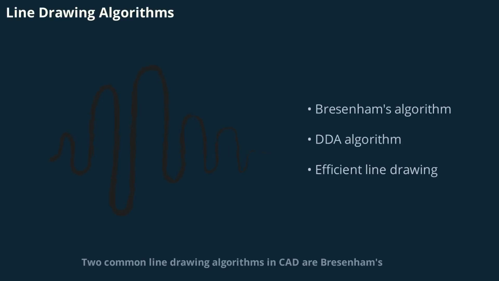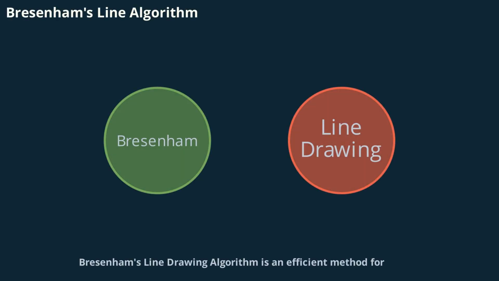Two common line drawing algorithms in CAD are Bresenham's line drawing algorithm and the digital differential analyzer (DDA) algorithm. These algorithms efficiently determine which pixels to illuminate when drawing straight lines on raster displays. Bresenham's algorithm uses integer arithmetic, making it fast and suitable for hardware implementation, while DDA uses incremental calculations for line generation.